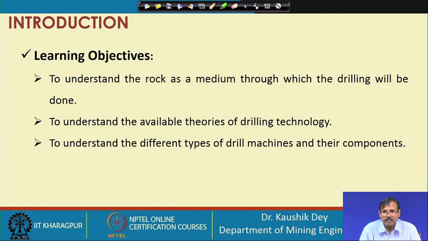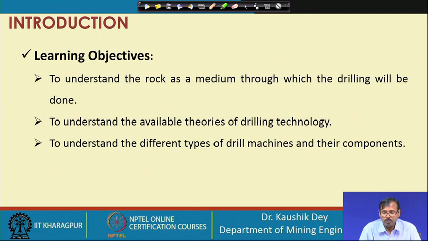So, what is our need? We should know for which condition, which type of drill machines are required, and how they can be deployed, how they can be designed. So, this objective will address that purpose, so that the student will understand what are the different types of drill machines are there, what are their components, and how those components are working for creating a drill hole.